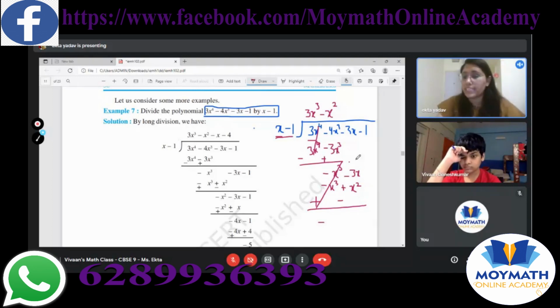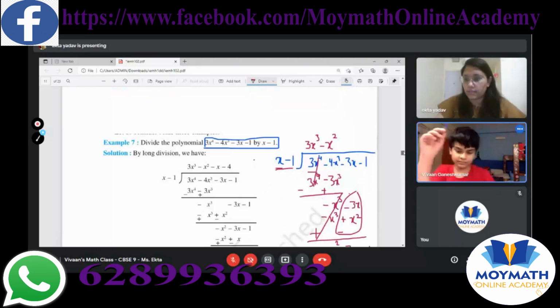We will put these terms as they are, with the variables in higher degree. So I'll put minus x squared minus 3x minus 1. Understood so far?